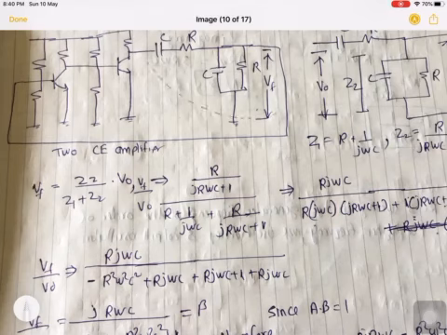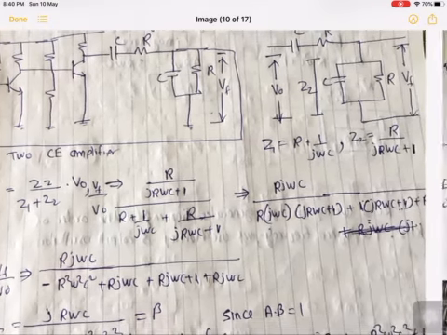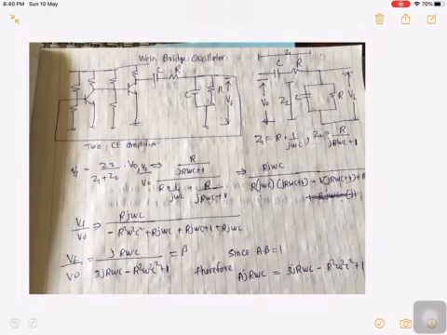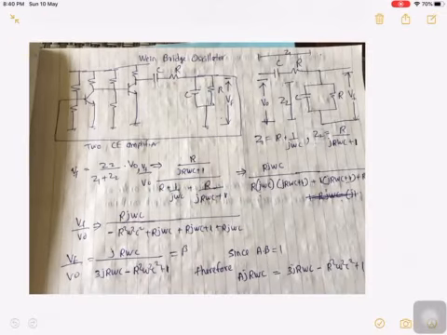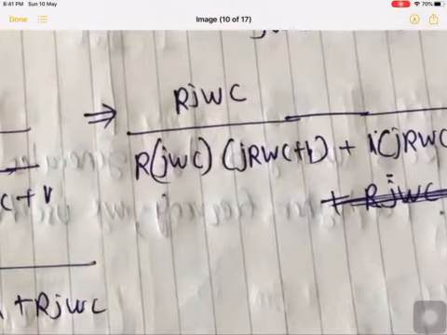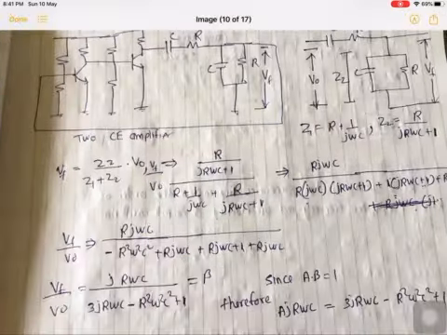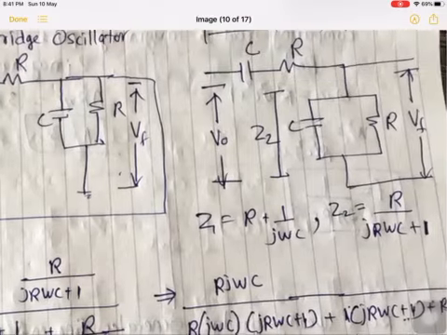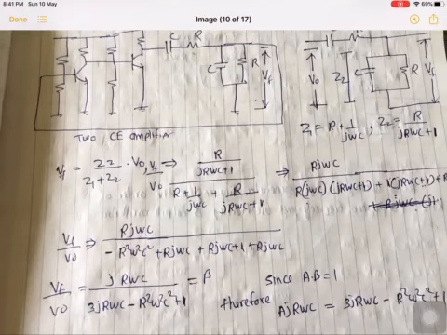Now I am drawing this circuit on a different side. This is my circuit, one CR, and this is the other CR. The upper CR I am naming as impedance Z1, and the parallel part I have named as Z2.